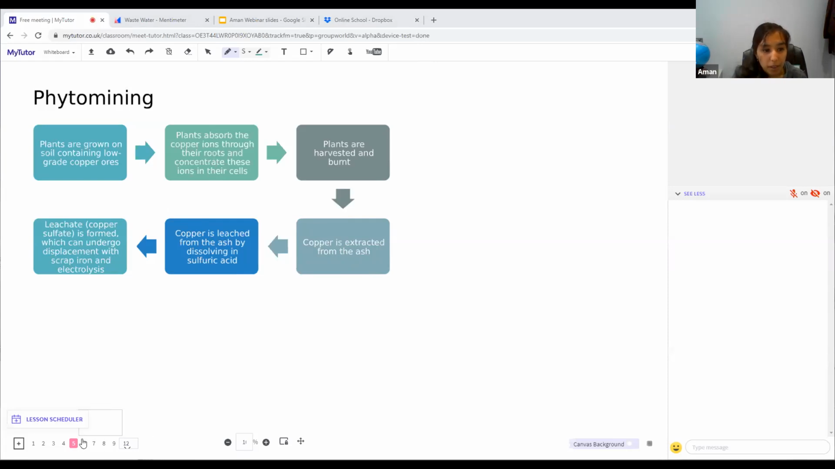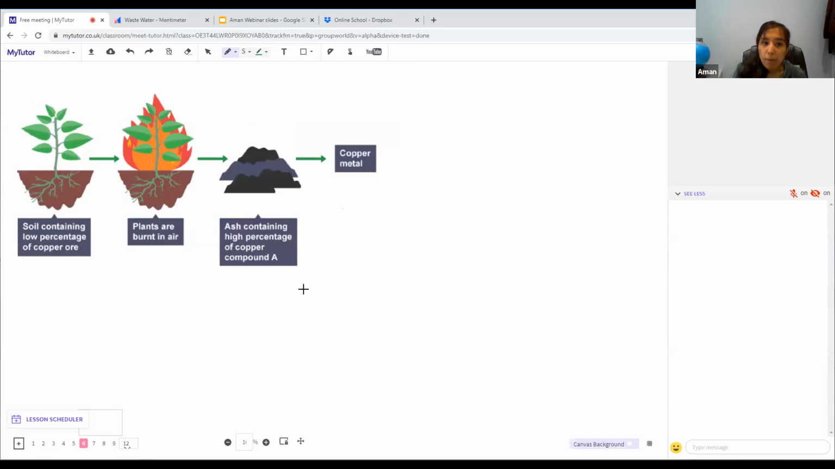Okay. This is a diagram of phytomining. So here's a plant grown on soil containing a low percentage of copper ore. It absorbs those copper ions, it's then burnt, and then we get the copper metal from the ash. So that's phytomining, and that's how we use plants to get metals from low-grade ores.